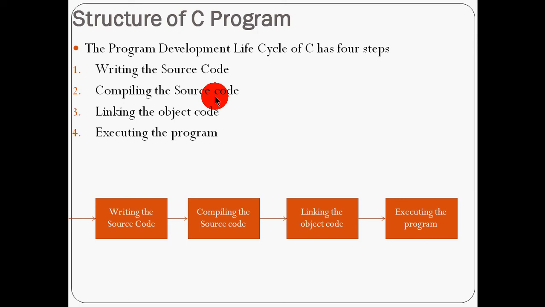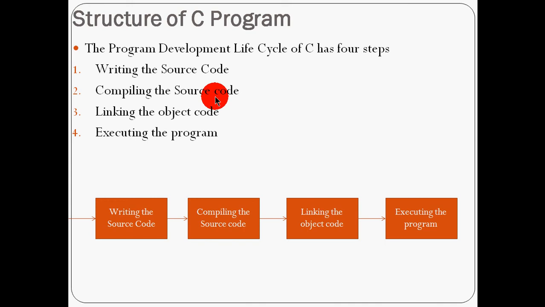So you write main, then opening and closing round brackets. After that, the body of main starts with an opening curly bracket and closes with a closing curly bracket. Inside the opening and closing curly brackets you can write your code. That code is directly accepted by your compiler, which performs its own operation.